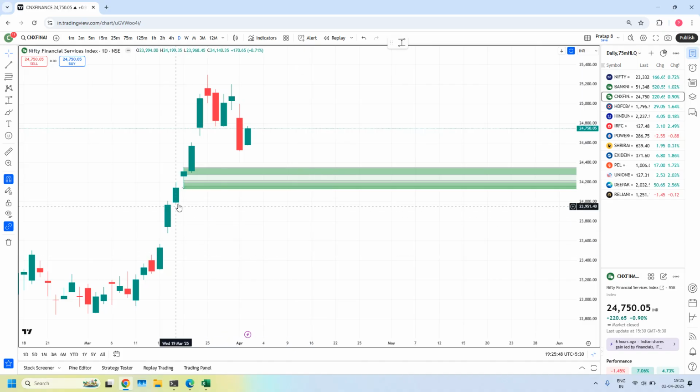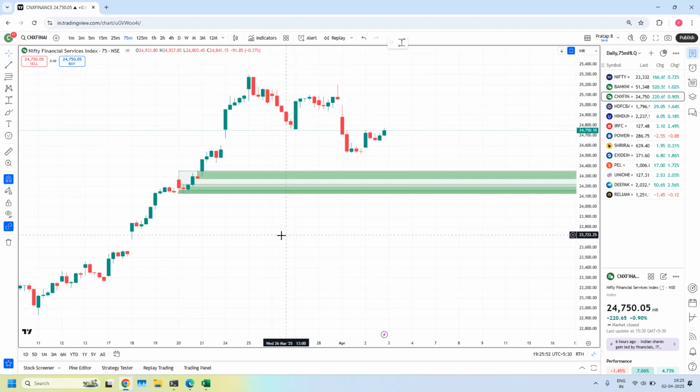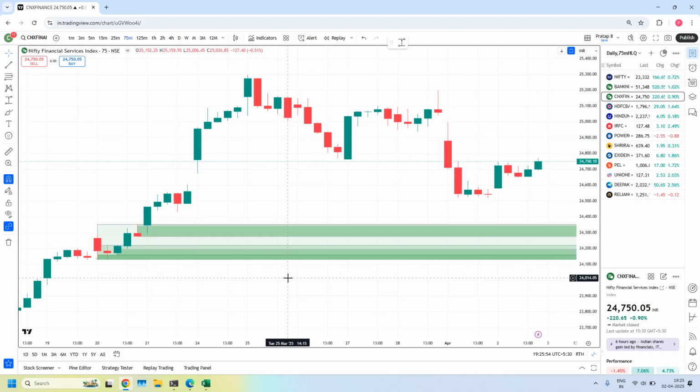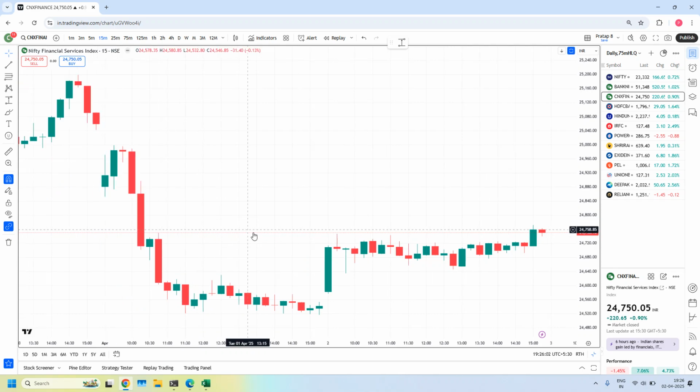This is Fin Nifty. We have a rally base rally. When I fine-tuned at the 75 minutes time frame, here we have 2 zones. We have a drop, 2 base candles, and rally base rally. 75 minutes. Go to the 15 minutes time frame.